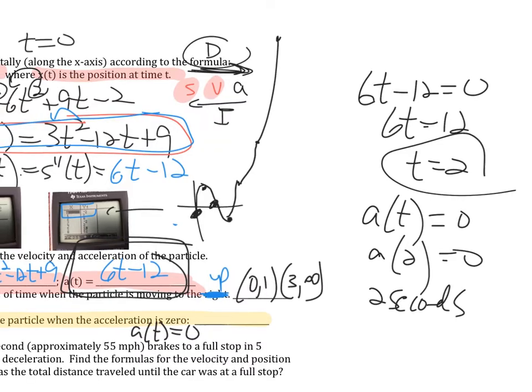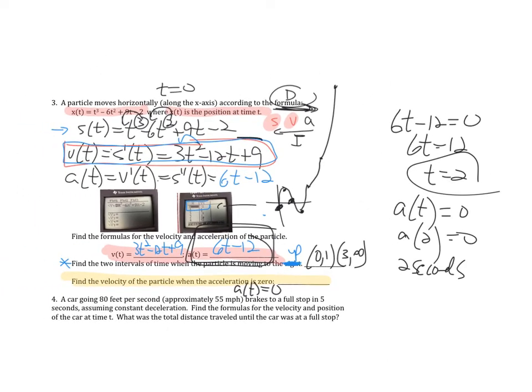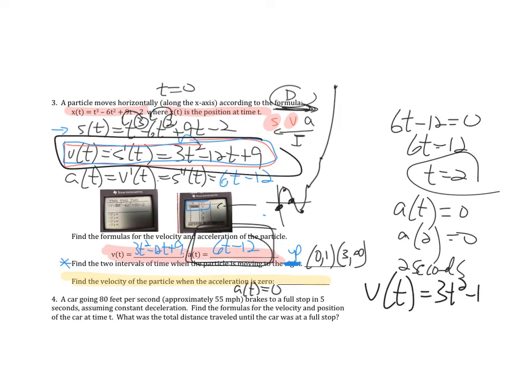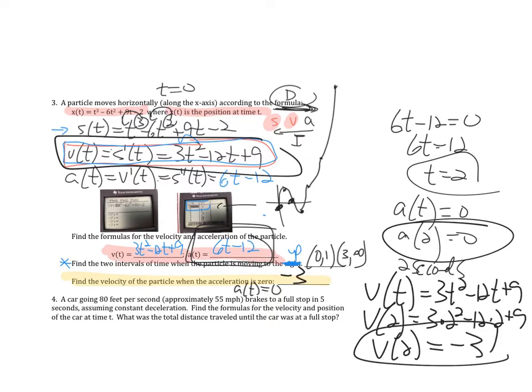The question said now find the velocity when the acceleration is 0. Well, now I'll go back to my velocity function. V of t is 3t squared minus 12t plus 9. But I know the acceleration is 0 when t is 2. So this is just a fancy way of asking you to do v of 2. When you plug in 2 to the velocity function, v of 2 is equal to -3. So the velocity when the acceleration is 0 is -3.